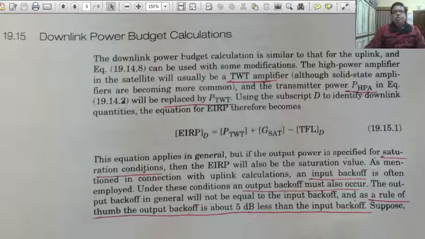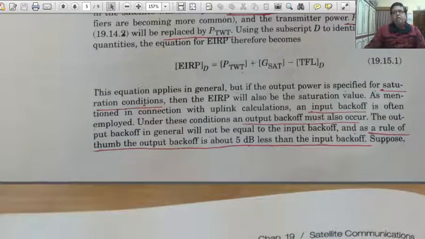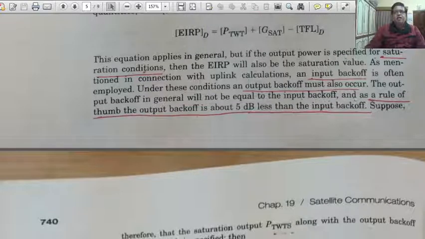The high power amplifier in the satellite will usually be a TWT amplifier, although solid state amplifiers are becoming more common, and the transmitter power PHA in equation 2 will be replaced by PTWT, using the subscript D for downlink. The equation for EIRP therefore becomes EIRPD equal to PTWT plus Z set minus DFLD.